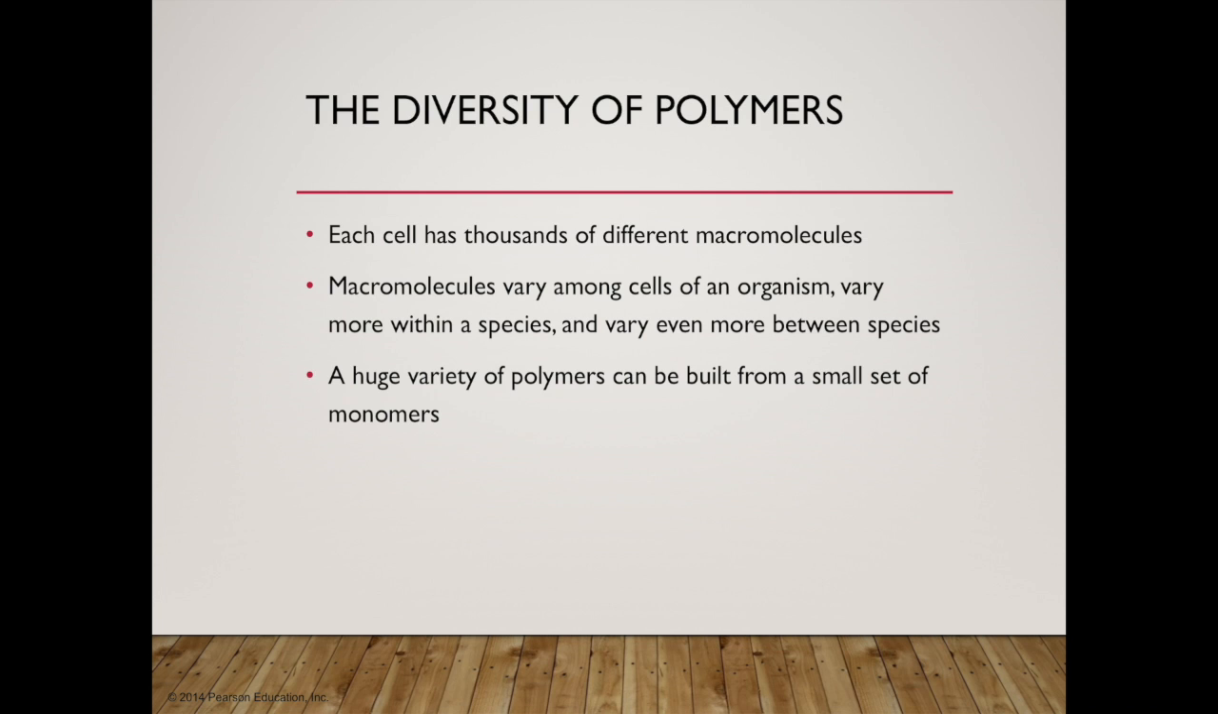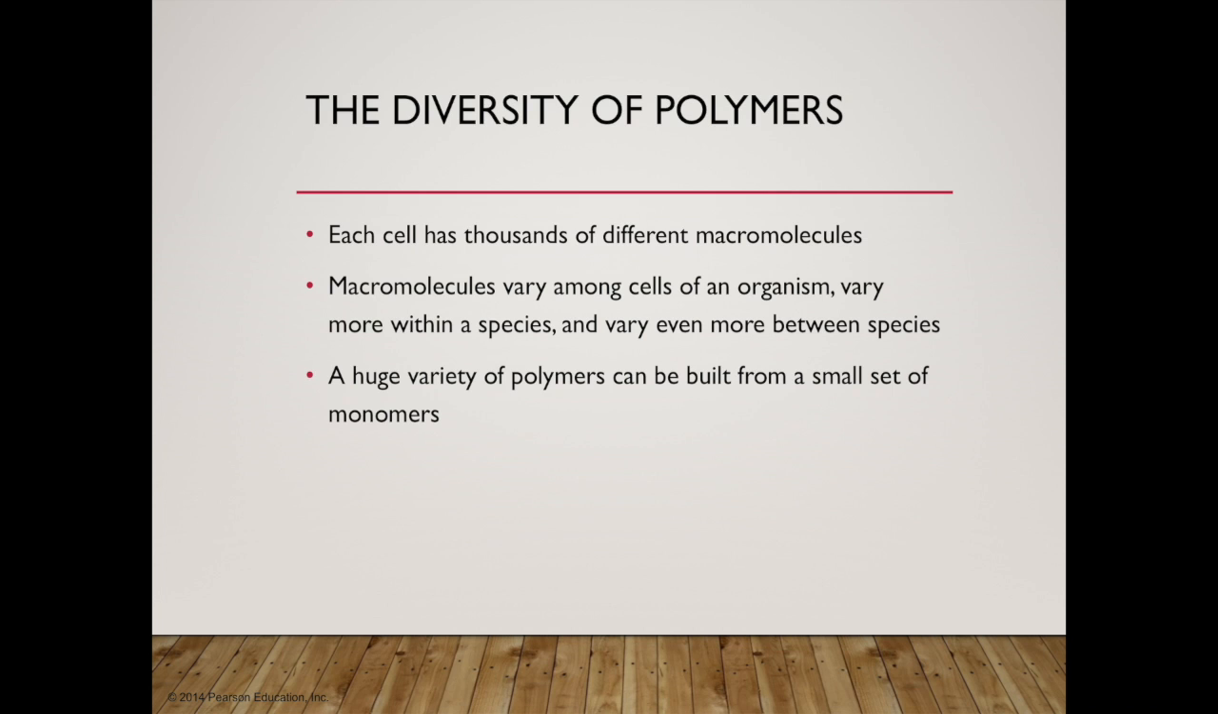So every cell in our body has thousands of different macromolecules in it, different types of carbohydrates, proteins, nucleic acids. Within a large multicellular organism, different types of cells may produce different macromolecules. And the macromolecules in my body are probably a little bit different from the ones in your body. The variability increases as you get to more distantly related organisms. So the macromolecules in my dog and my cat are more similar to me than to the mushrooms on my pizza or the bacteria living in my gut.